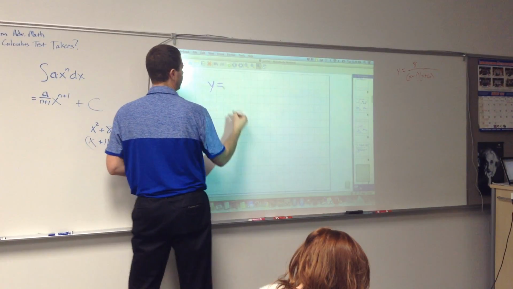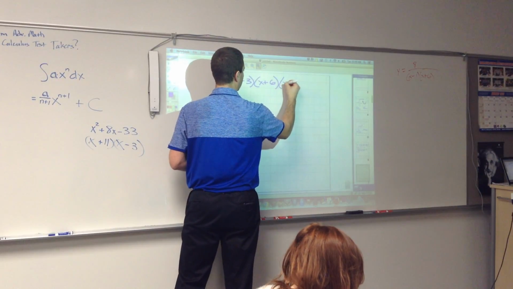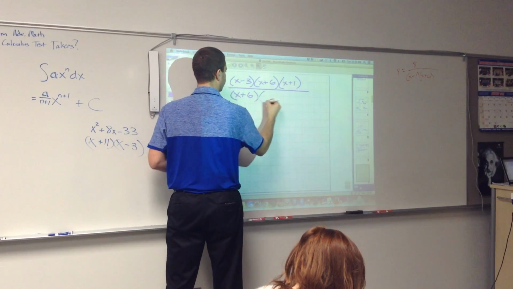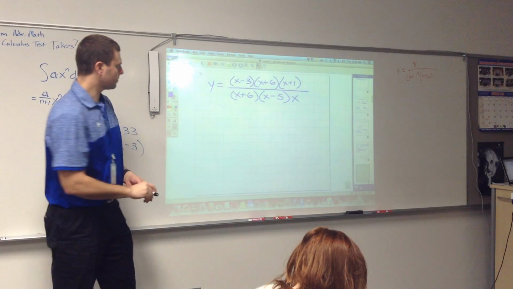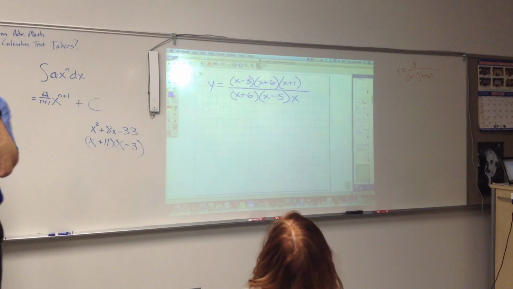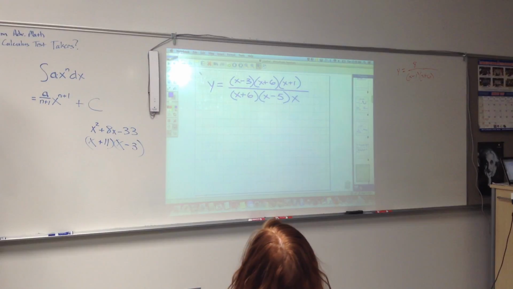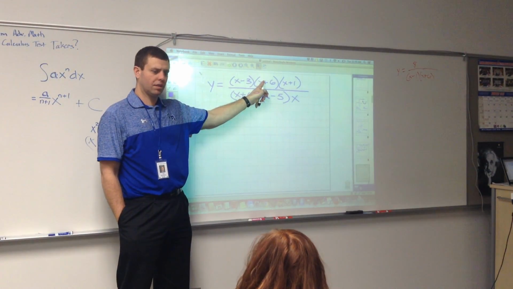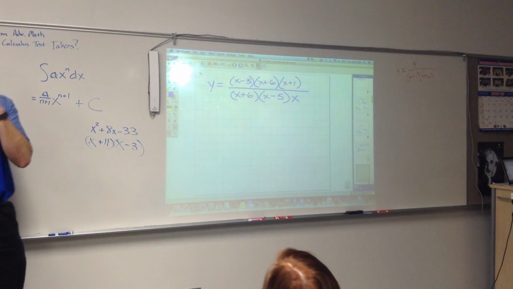Let's say I had some crazy function whose factors are this. Does this function have any holes? Yes, where? At x equals -6, because wouldn't -6 make both the top and the bottom equal to 0? So that would have a hole at x equals -6.